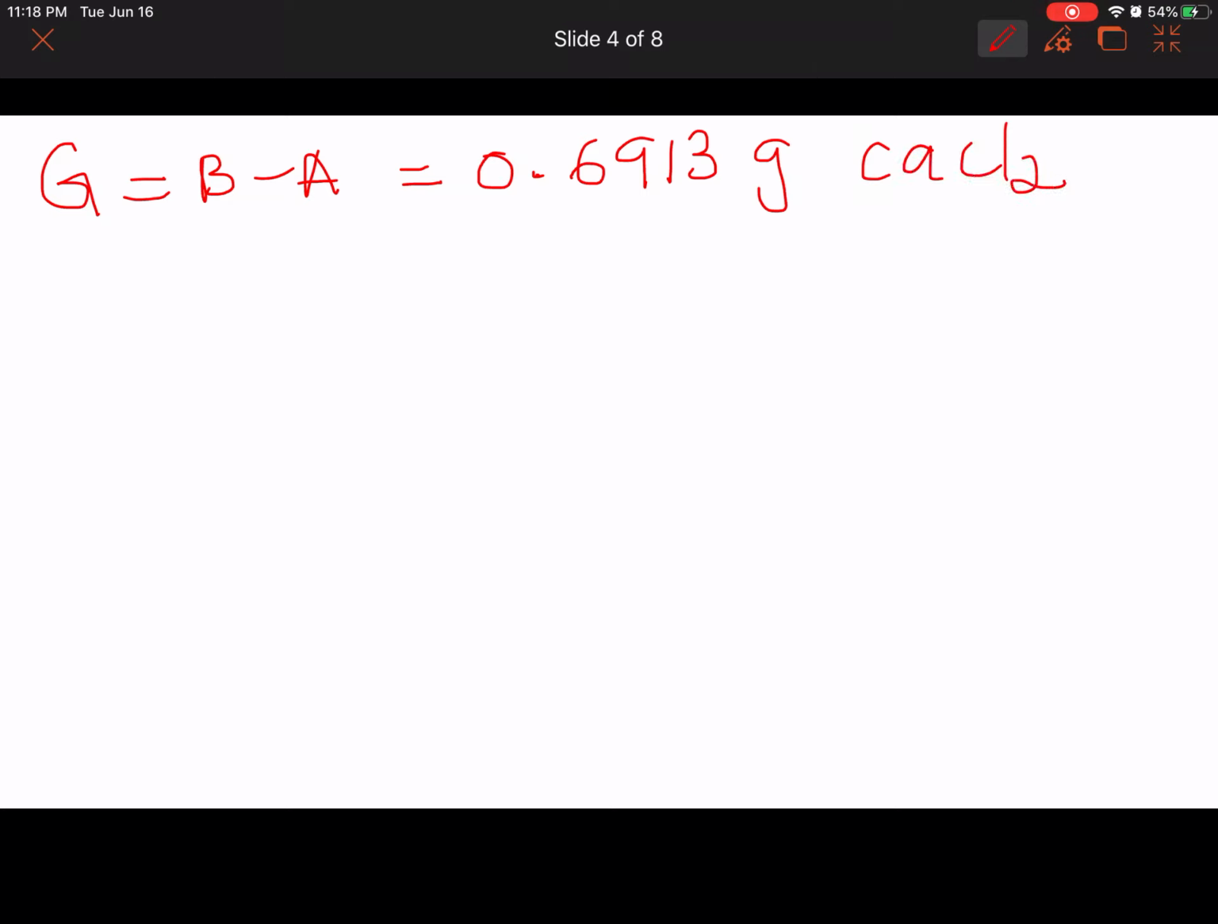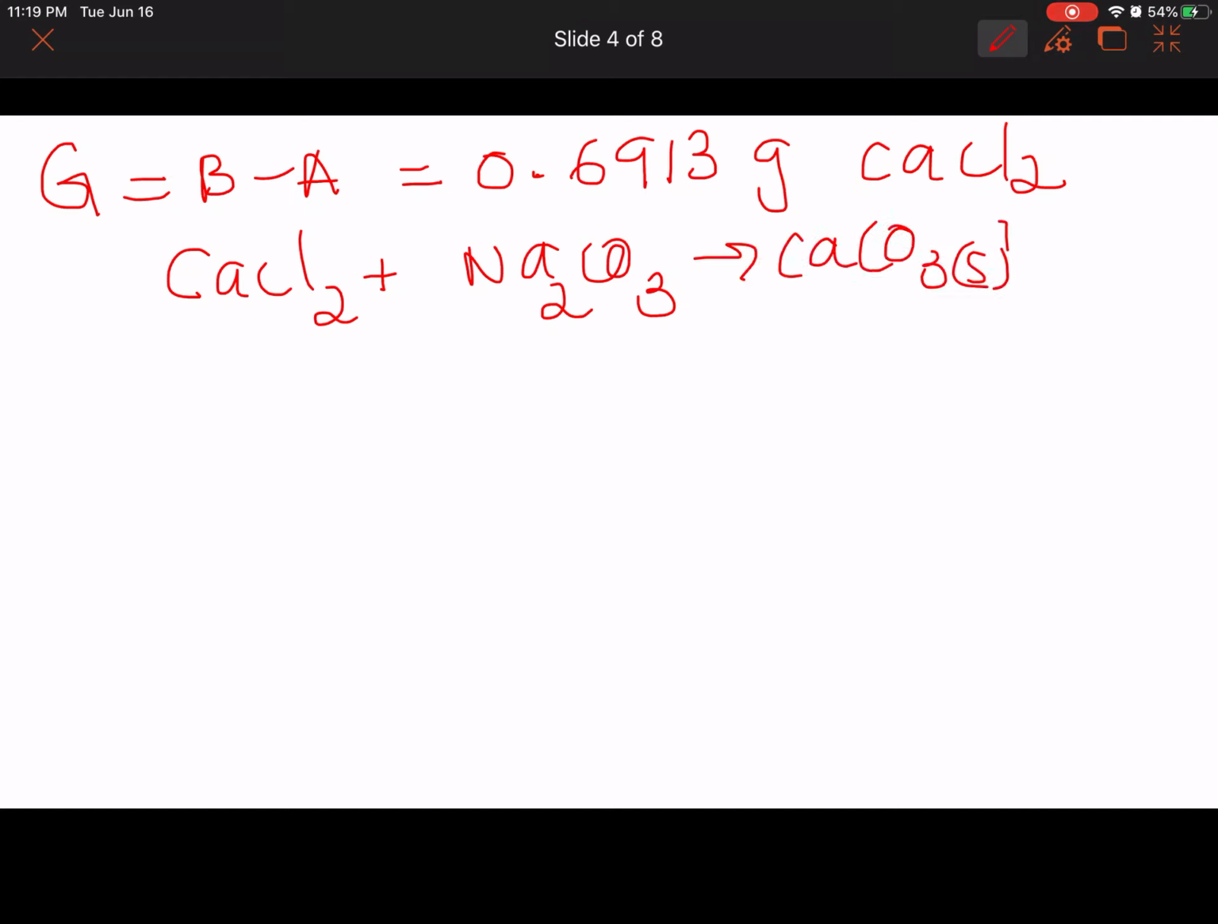And then H is going to be the mass of, H means maximum mass of calcium carbonate. Now this is our reaction. Calcium chloride plus sodium carbonate giving you calcium carbonate solid plus sodium chloride, right? Now we have calcium chloride, 0.6913 grams. Now if you use 0.6913 grams of calcium chloride, what is the maximum amount of calcium carbonate that you can make? Okay, so now we're going to do that calculation. That's going to be your H.